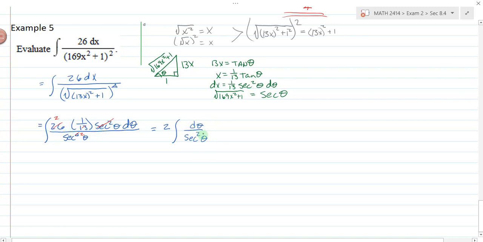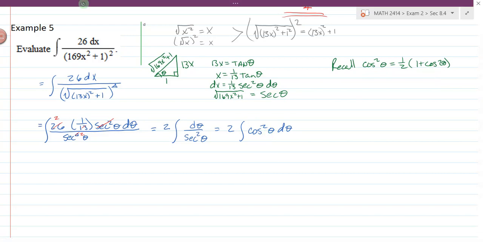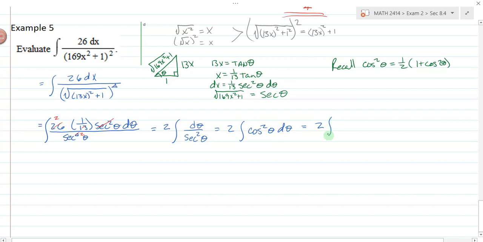And what is 1 over secant squared? Cosine squared theta d theta. How did we handle integrating cosine squared? What formula did we use? We had to use the power reducing formula for cosine. So that's what we're going to do here. That's going to give me 2 times the integral of 1/2 times 1 minus cosine 2 theta d theta. Moving on, this 2 times a half is going to cancel out, and that's going to give us 1. So that's just going to be the integral of 1 minus cosine 2 theta d theta.